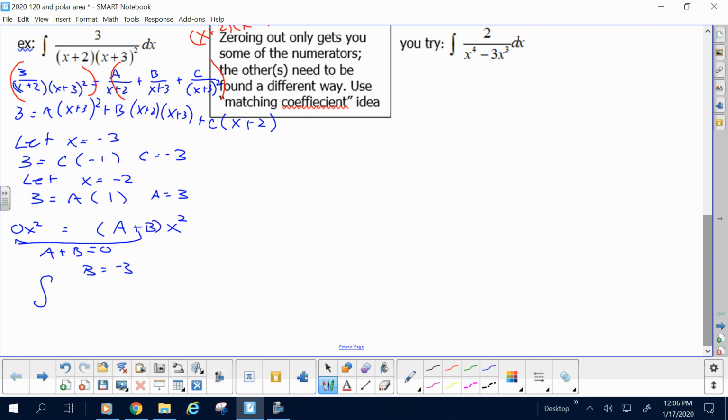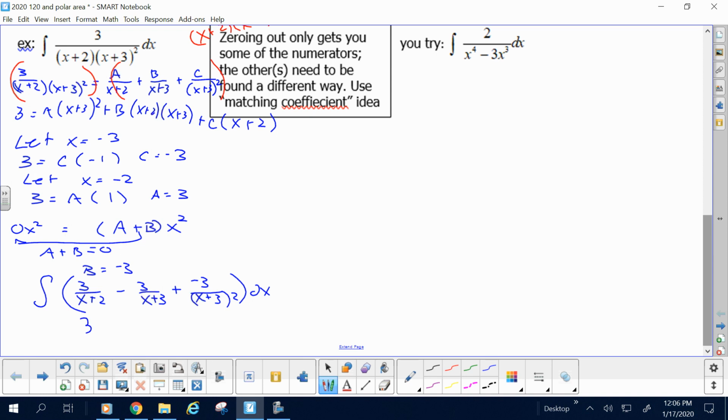Therefore, my integral becomes, back to my setup, A over x plus 2. Now what is A again? 3. Then I had B over x plus 3. What's B? Negative 3 over x plus 3. And then I had C over x plus 3 squared. What's C? Negative 3 over x plus 3 squared. Now there is another small difference here besides the repeated linear factors, and that's the integration of that last term is different. The first two are still natural log.